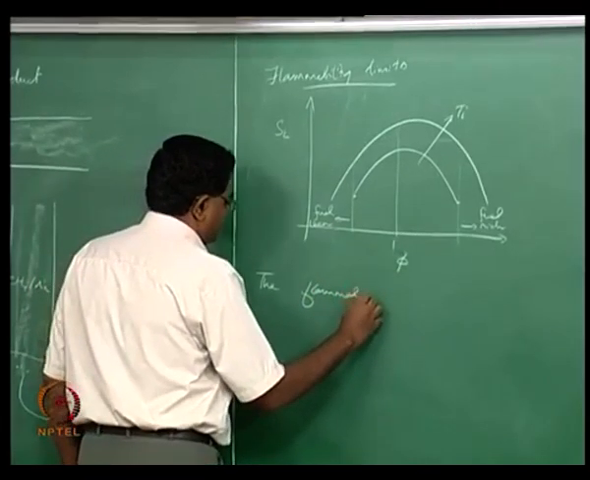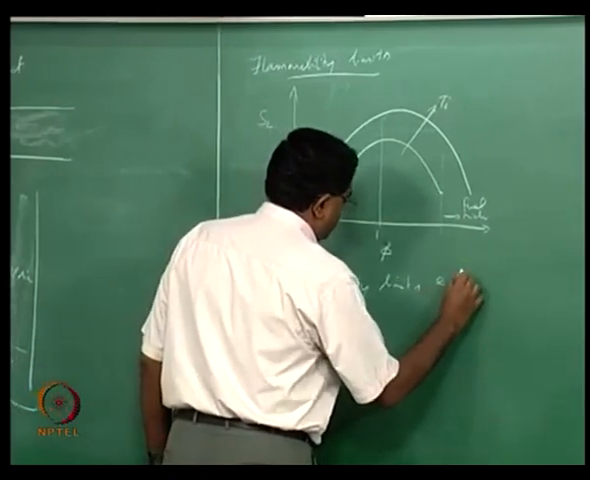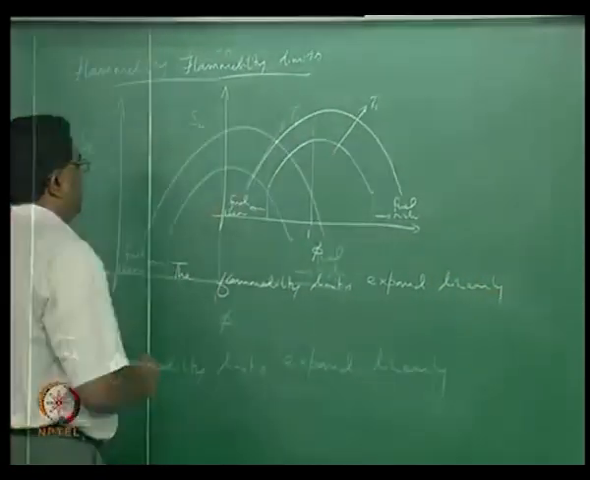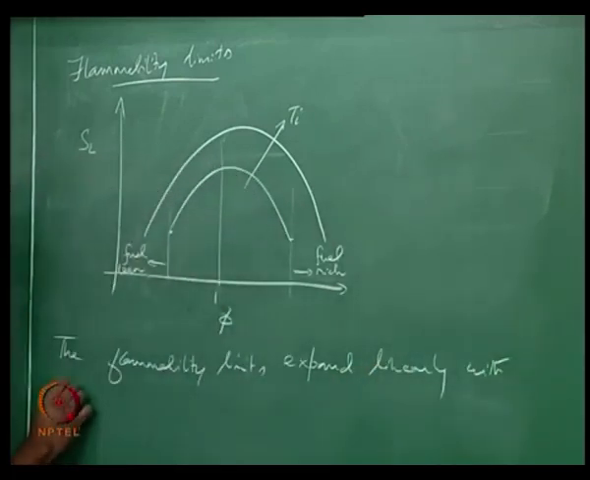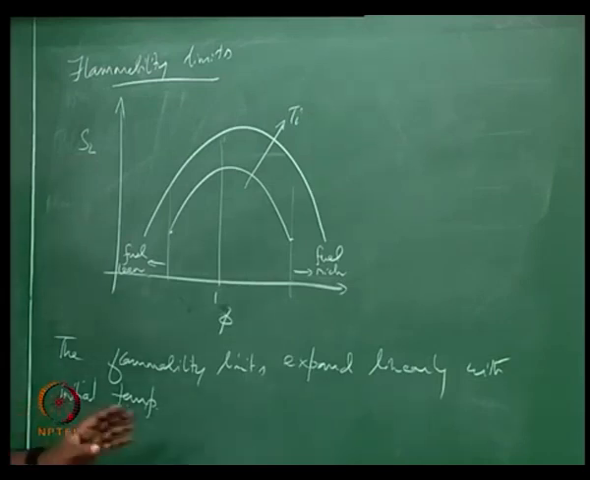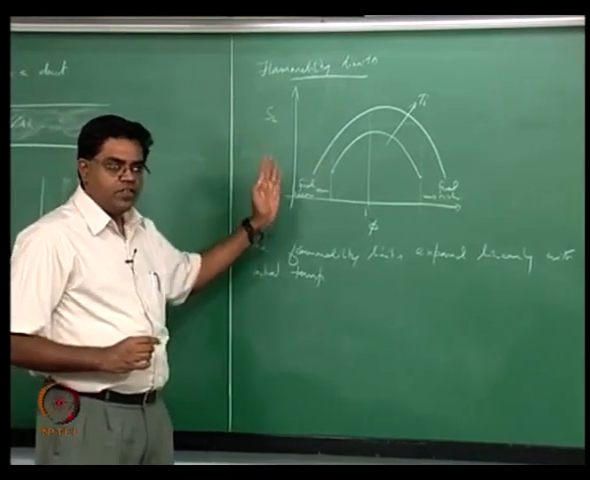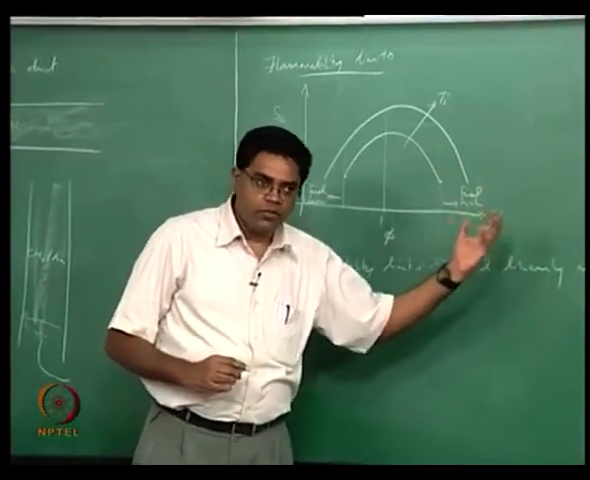and the flammability limits expand linearly with initial temperature. And this is linear, so that means you can think about a coefficient, in the sense of what is the rate at which the fuel lean limit expands as you increase the temperature, and how does the fuel rich limit expand as you increase the temperature per unit degree, for example, right.